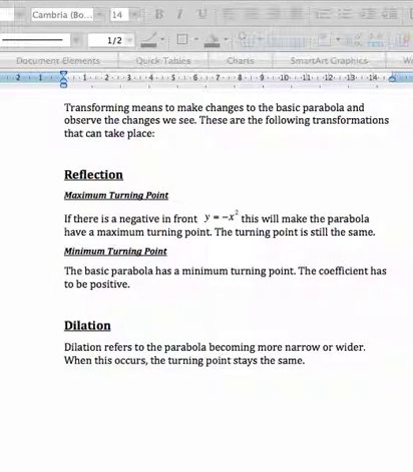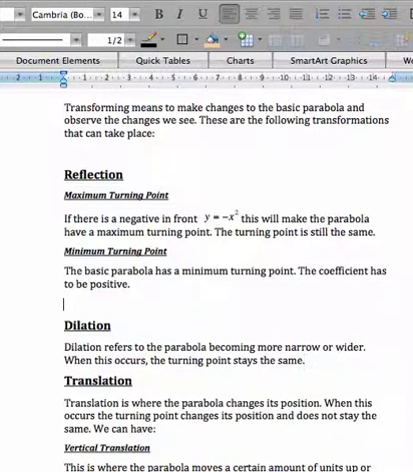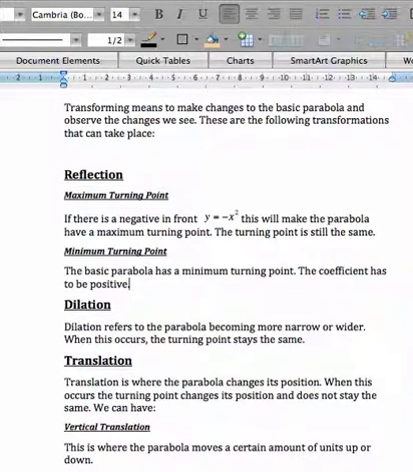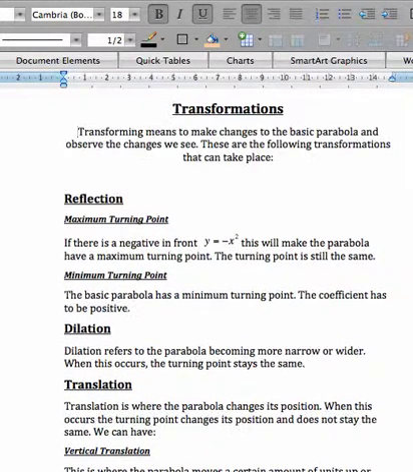The next thing we are looking at is translation. Now, translation doesn't refer to translating.